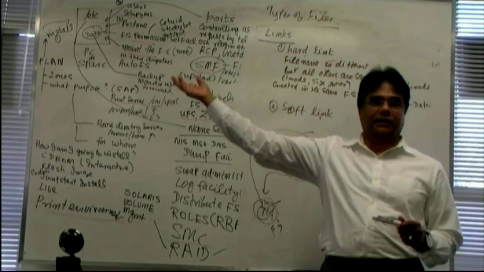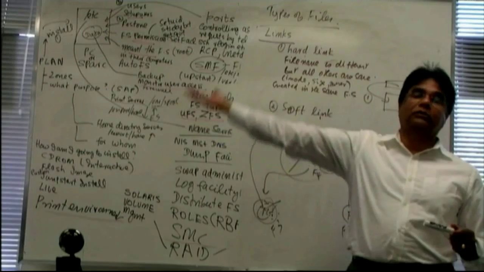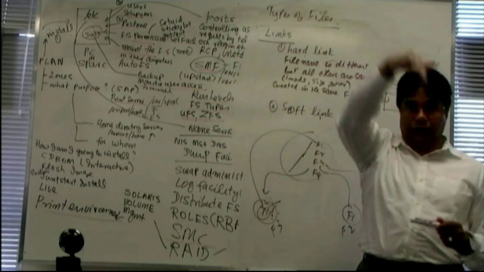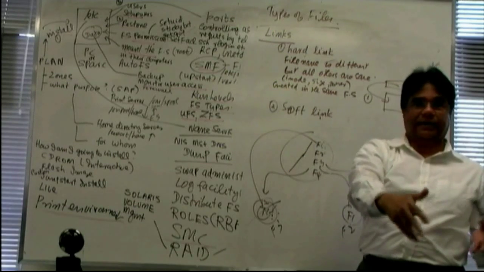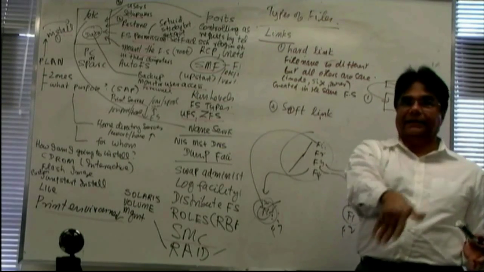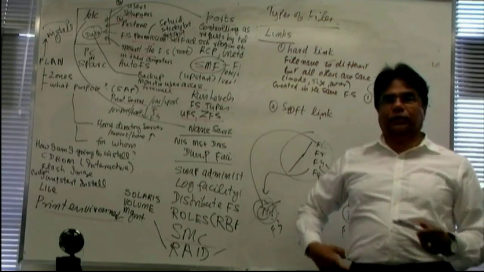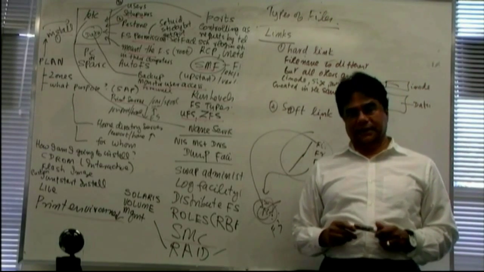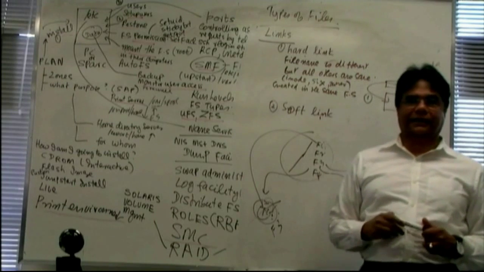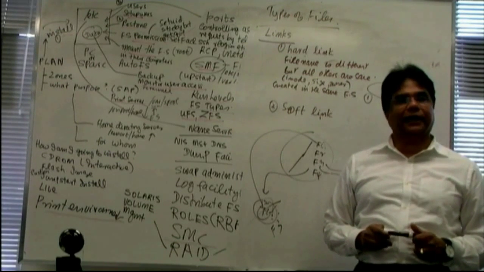If you are creating a link to another zone, what you should do is mount that file system from that zone onto your zone's file system, maybe the root file system, and then create it there. But still you can't do a hard link. You can create only symbolic links, not hard links. A hard link you cannot do.